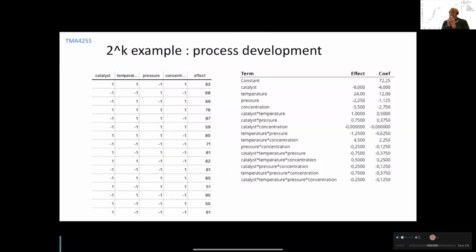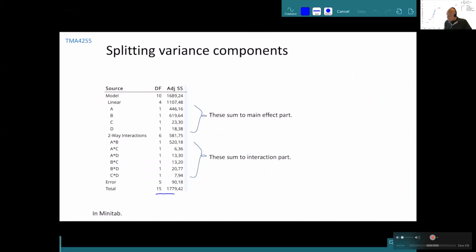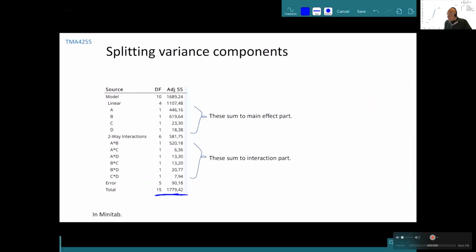So going back to the example, we can then split the variability into different components: the mean component, the main components, the interaction components of first order, etc. And that's done here, where we look at the sum of squares and split it into different components. And then we see that the total sum of squares here is about 1800.